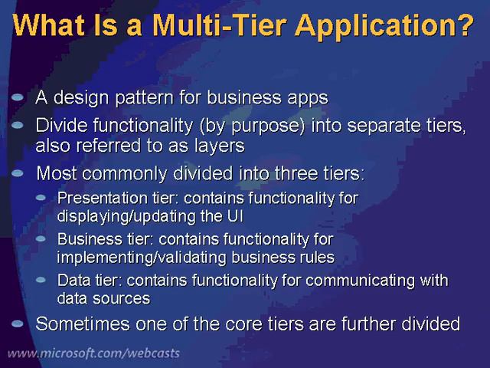Typically, you'll begin by dividing the functionality across a presentation tier. This layer of your application contains all the functionality for displaying or updating the user interface. The second tier that you'll put common functionality together in would be a business tier. This layer of our application contains all the functionality for implementing and validating any business rules that go along with the application that we're building. And then finally, the most common layer of an application would be a data tier. This contains all functionality for communicating with any of the data sources that our application relies upon.